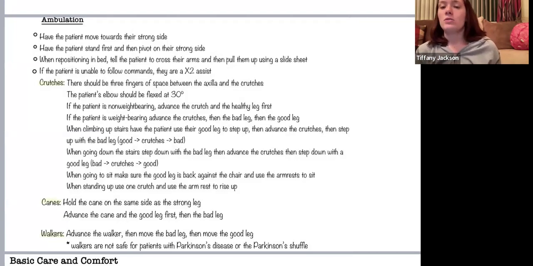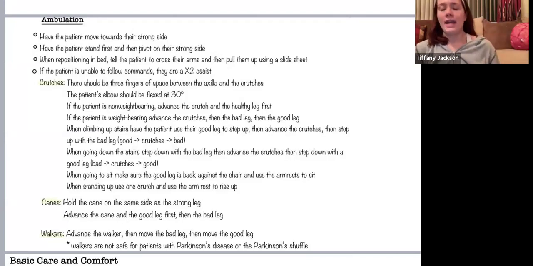So first thing we're going to do is place the bad leg down. Then we're going to meet it with the crutches. And then we're going to have our good leg follow. Whenever patients are standing from a chair with crutches, make sure that the good leg is back against the chair, and we always have them use the armrests of the chair.